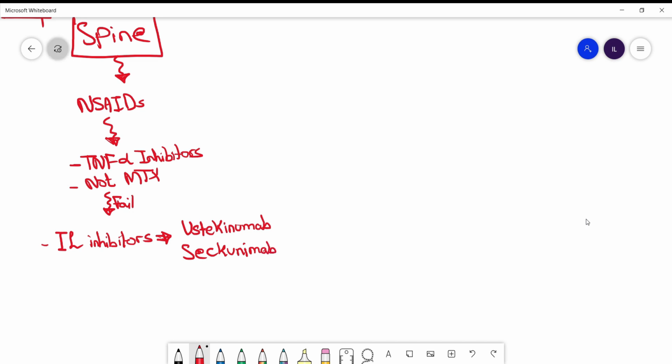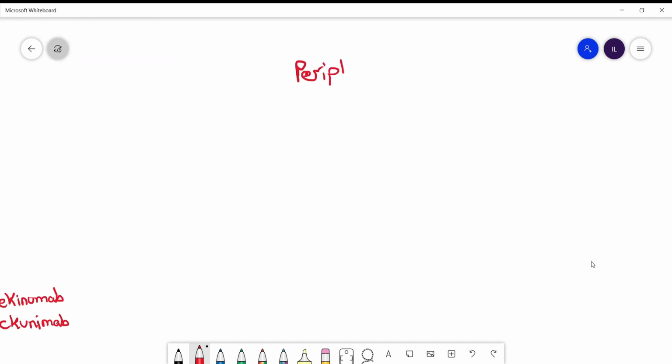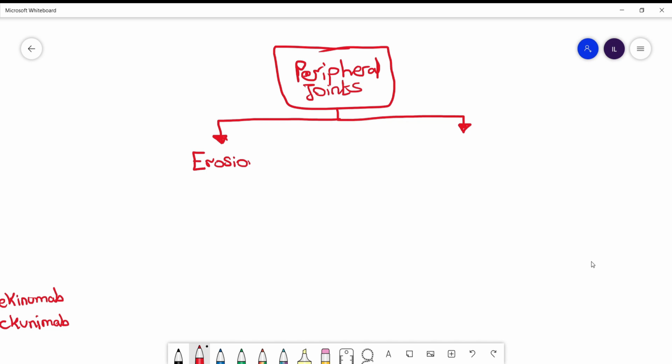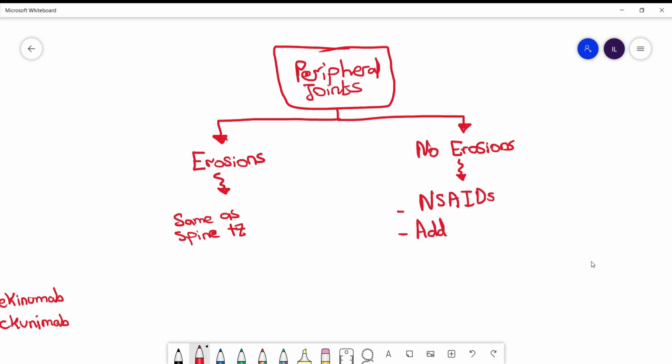If the patient has peripheral joint involvement only without spinal involvement, then if they have erosions, you treat them as a spinal involvement. But if they have no erosions, then this is more mild disease. And since we are talking about peripheral joints without spinal involvement, then NSAIDs should help, and methotrexate can be added if we have 4 or more joints involved.